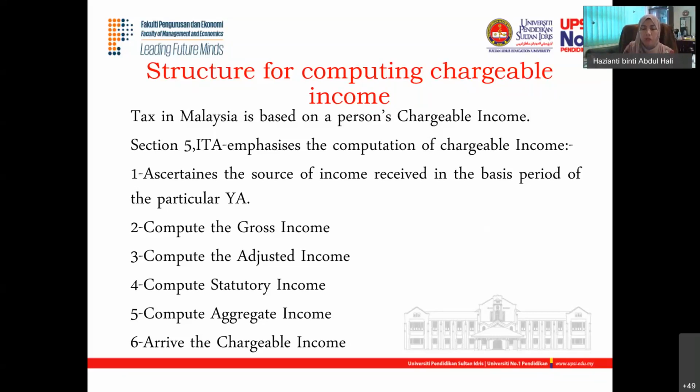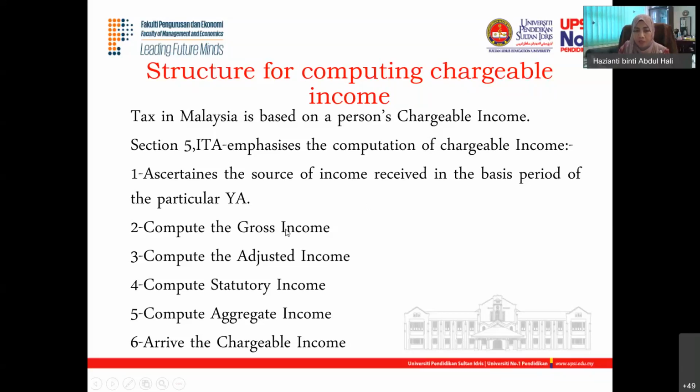Alright. So what we have to do is the first step is to ascertain the source of income received in the basis period of the particular year of assessment. For now, up to week 2, week 3 ni, we only calculated employment income. So we have no idea what are the types of income that a person can have. So we just focus on employment income. It can be many sources of income. For example, we go through section 4B, the 4 small b tu. We have employment income, we have non-business income, we have business income. So that would be all the 6 types of income too. So we have to ascertain the source of income first and then compute the gross income.